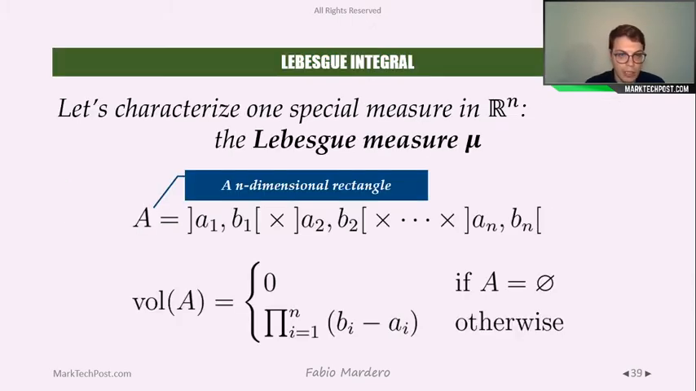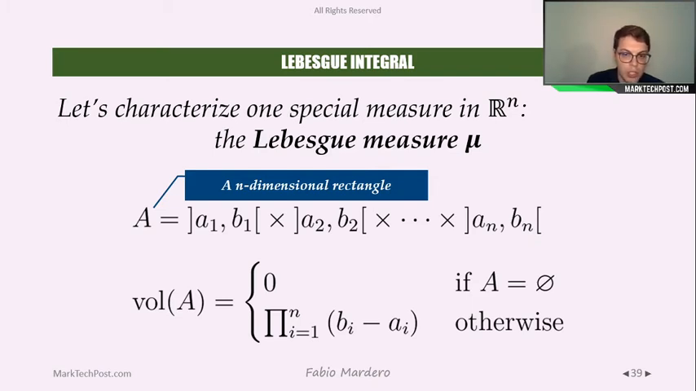What we want to cover now in this section is the Lebesgue integral. To do so, we will define another special measure on the real space, and that's the Lebesgue measure. So let's take an n-dimensional rectangle. Here we have an open interval for every dimension. We have a sort of box, and we define the volume of this box as 0 if the box is the null set.